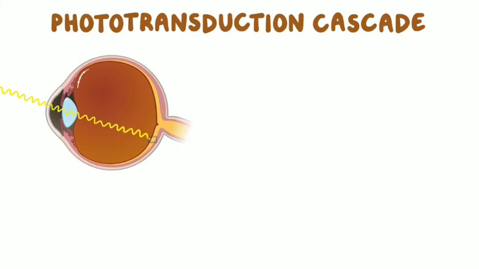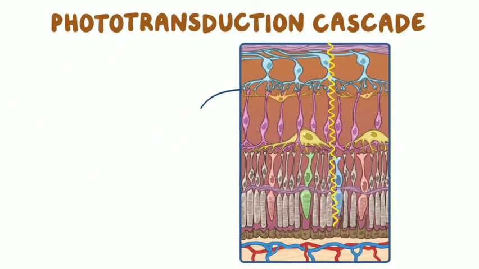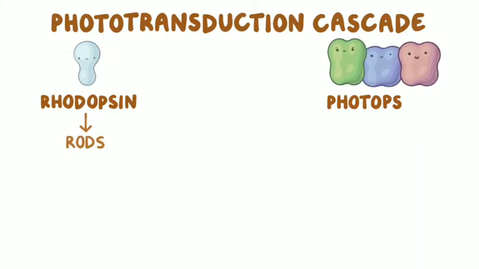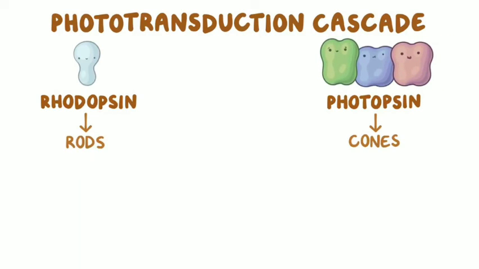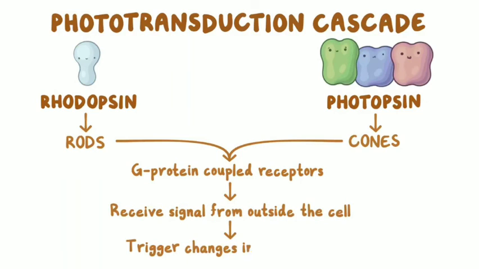Transduction cascade. When light enters the eye, it travels past the ganglionic cell layer and the interneuron layers until it reaches the photoreceptor layer and the pigmented layer deep in the retina. In the photoreceptors, light is absorbed by rhodopsin proteins in rods and photopsin proteins in cones. Rhodopsin and photopsin are both G protein coupled receptors and are in the opsin family. G protein coupled receptors are cell surface receptors that receive a signal from outside of the cell and trigger changes within the cell.